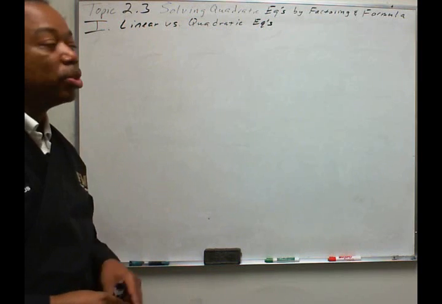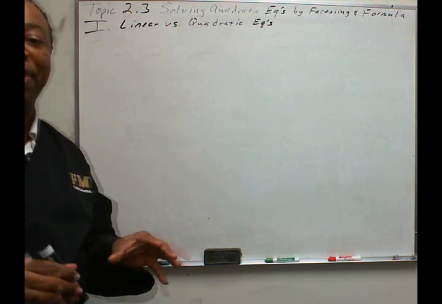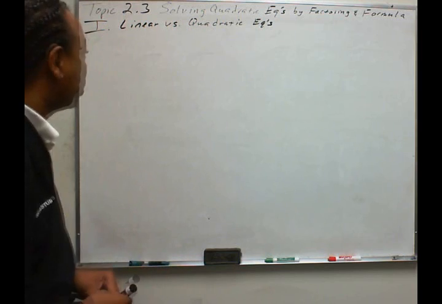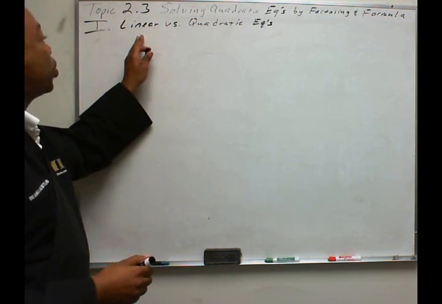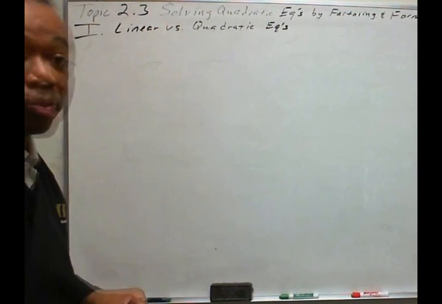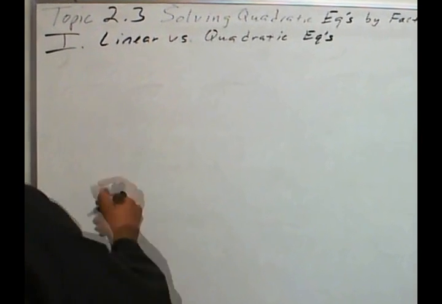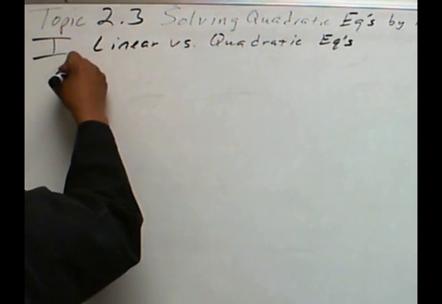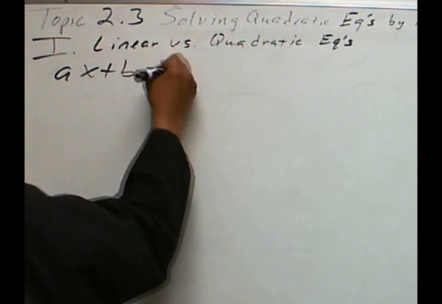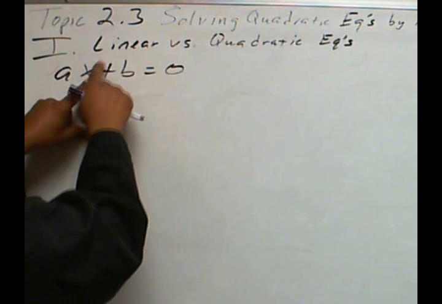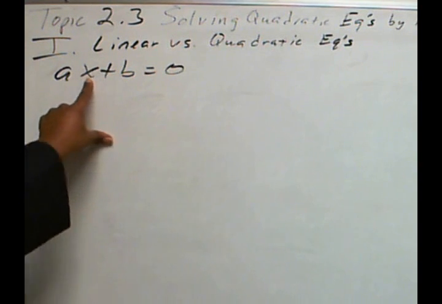Topic 2.3, solving quadratic equations by factoring and by formula. First of all, I want to compare the difference between a linear equation versus a quadratic equation. The general form of a linear is this. It's the idea that the highest power is a 1.